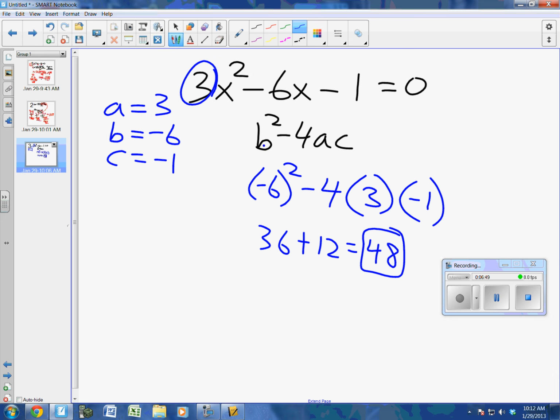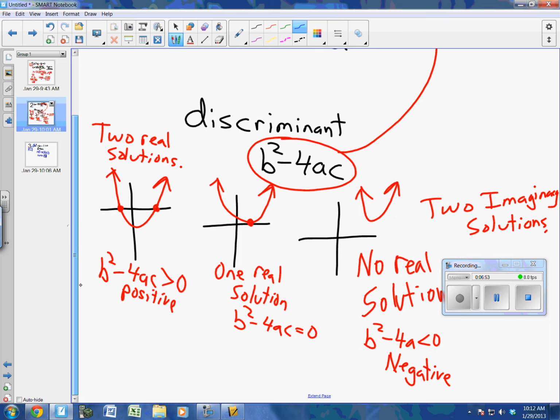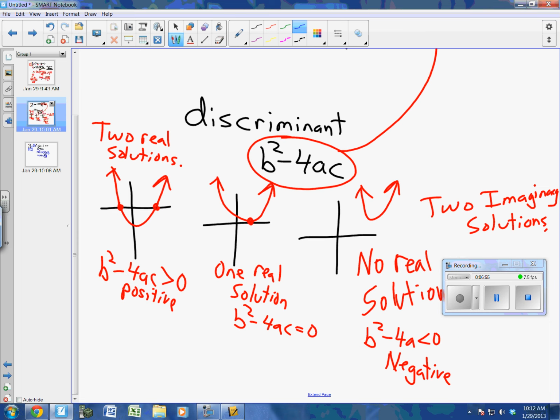Okay, look, you guys. We wrote this down for you. Did you guys look at it? Did you think about it? If I get a positive number, which I did, I have how many? I have what type of solution? 2 real, right? If I have 0, I have 1 real. And if I have a negative, I have 2 imaginary solutions, right?